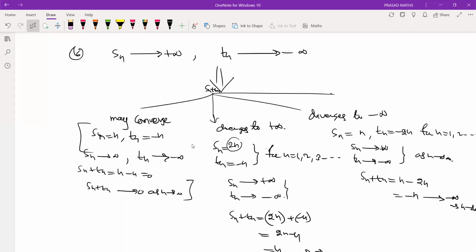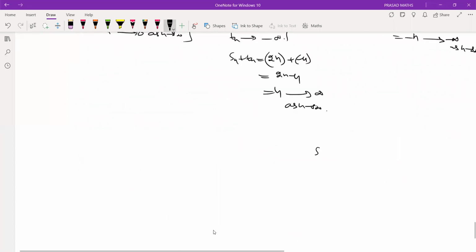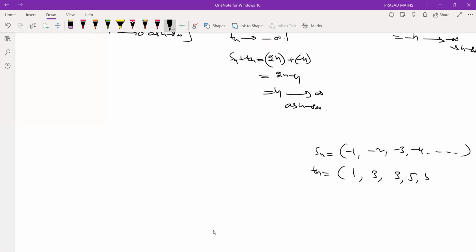Right? Again, there is another feasibility. It may oscillate finitely. So can you give the counterexample? Suppose you take Sn equals minus 1, minus 2, minus 3, minus 4, like this. Tn equals 1, 3, 5 and so on, then minus 5, minus 6, minus 7, dot, dot, dot.